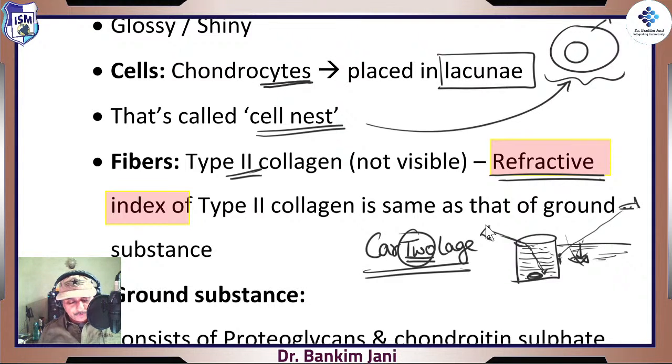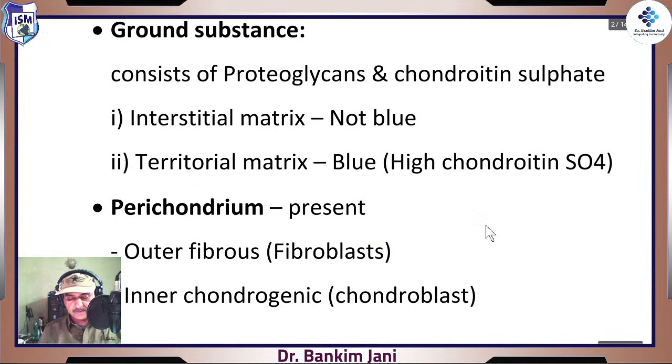So the refractive index, why is it important in our case? Because the refractive index of this type 2 collagen and the ground substance is the same. So they both will be refracting the light exactly the same way. So when we watch the light from both the substances, we won't be able to differentiate. That's the reason it is not seen. We won't be able to see it. Ground substance consists of all those proteoglycans, chondroitin sulfate, just the theory part, don't worry about it. That theory part can be remembered later on. Right now, just understand.